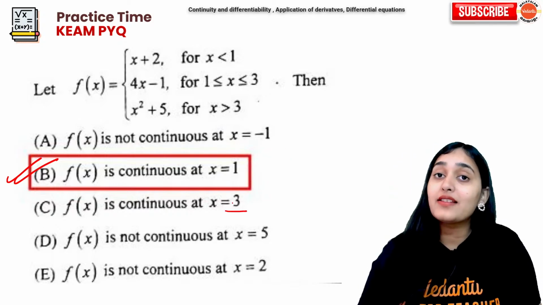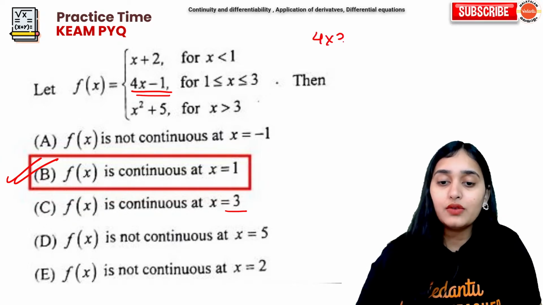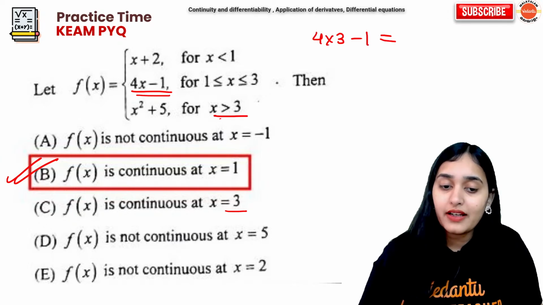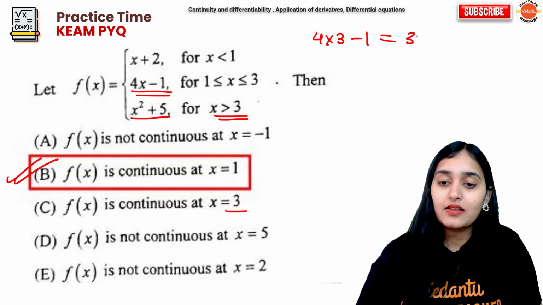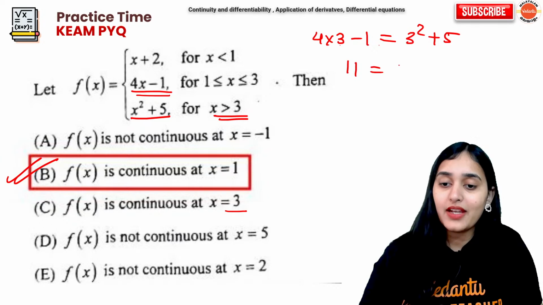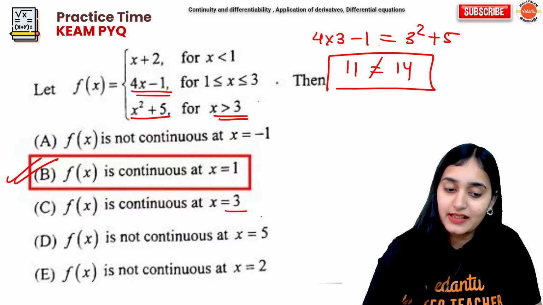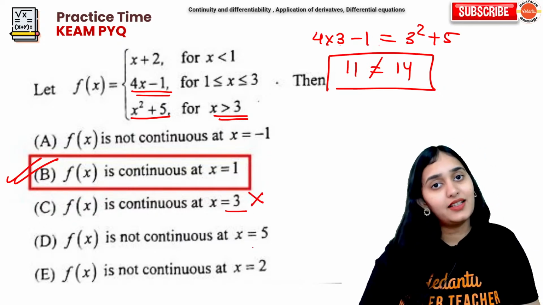You can check for x is equal to 3 also. For less than 3, 4 into 3 minus 1. For greater than 3, 3 square plus 5. 4 3s are 12, 12 minus 1 is 11. 3 3s are 9, 9 plus 5 is 14. Is 11 equal to 14? No. So it is not continuous at 3. Simple.